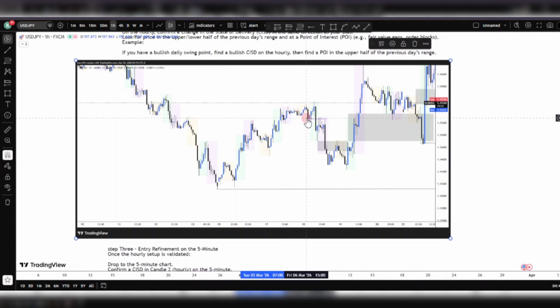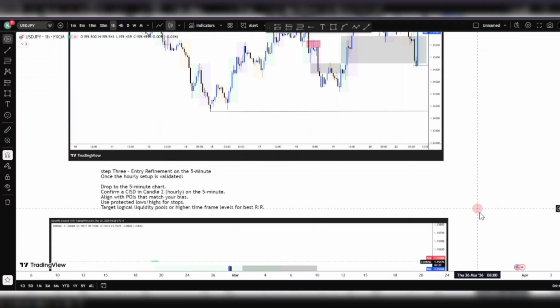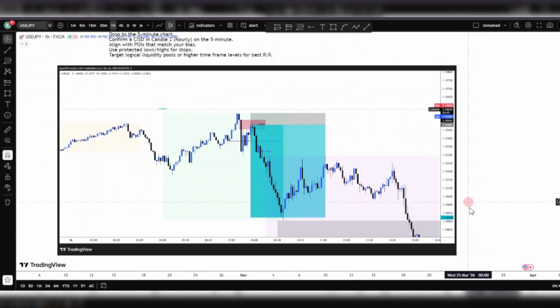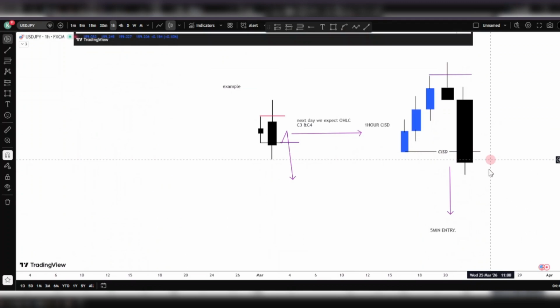and you can see price returned, took out these highs and continued downward. So if you had taken your trades from this point, you'd have been stopped out because you took an early entry. You didn't have a clear confirmation. You want to see a clean liquidity sweep before having a change in state of delivery. So after that, you can go down to your 5 minutes and take your entries.